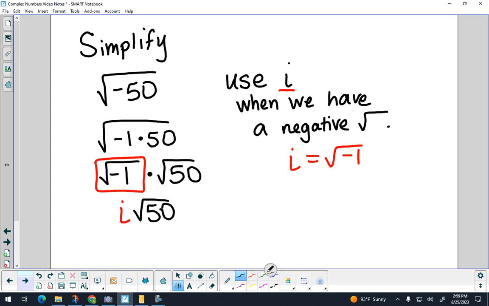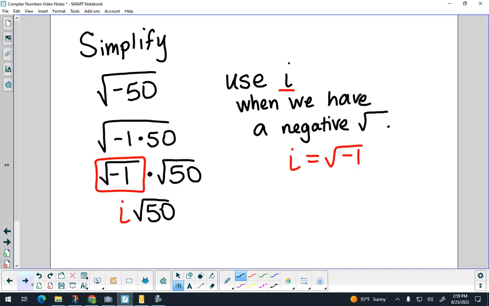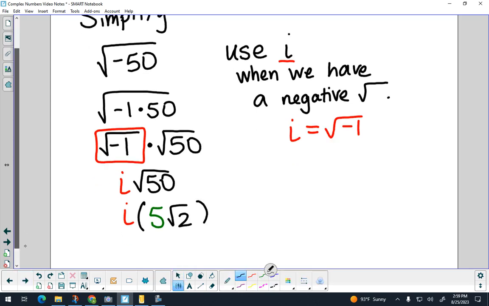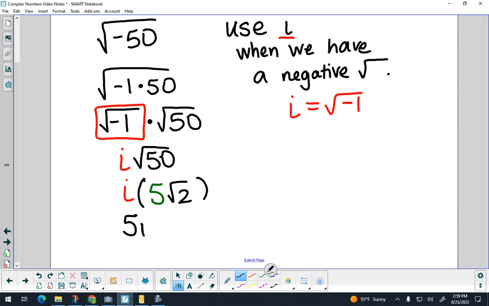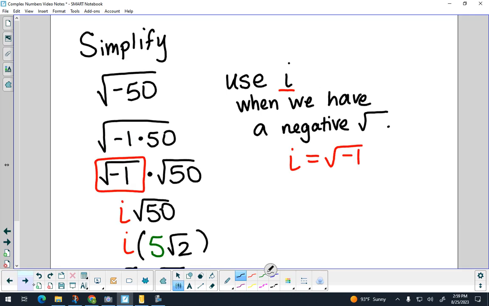Well, we just did that on the previous slide. And we found and broke that down already. So we know that to break this down even further, we would say that this is a 5 square root of 2, what we just got on the previous screen. Okay? So then when I simplify this out, it's going to be 5i square root of 2, because we always write the coefficient in the front. Similar answer that we just got, but in this case, we're using i because we're trying to figure out the solution to this negative square root.